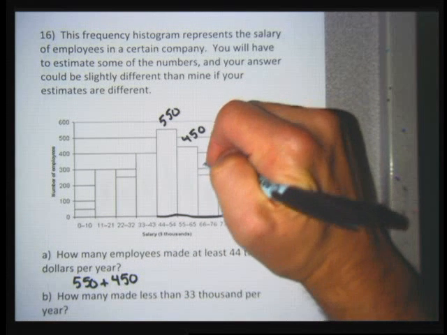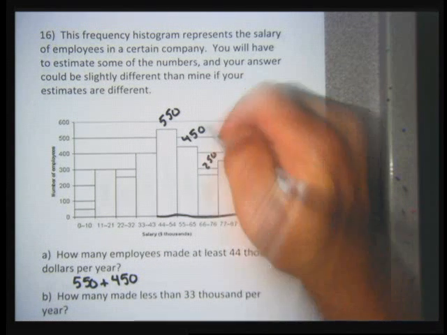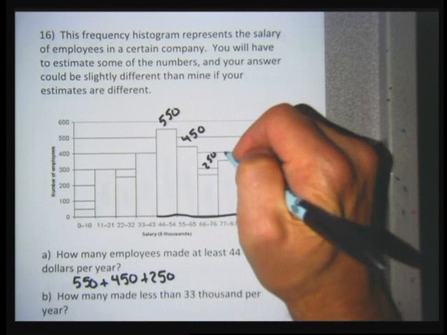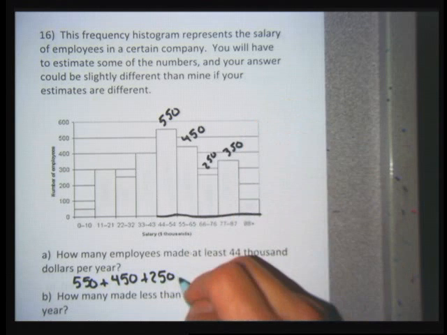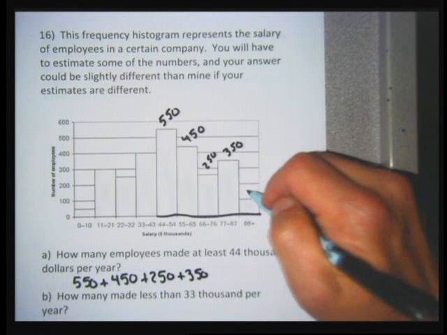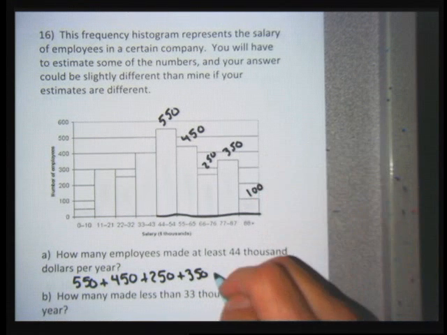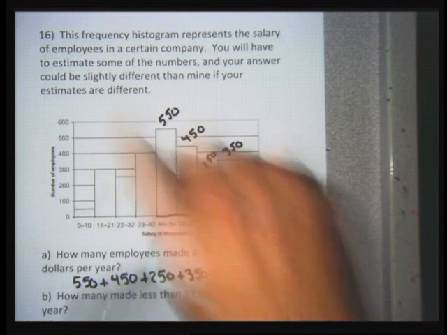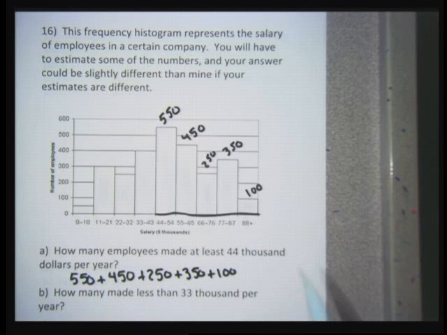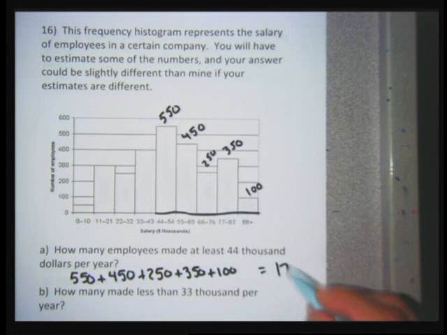This represents, I'm going to say it's 250. And that's my best guess. I mean, in this I'm going to call 350. Again, your answer is only as good as the graph, or as well as you can interpret the graph. So I made numbers of people for each of the salary ranges that fit at least 44,000. Now I'm going to add these together. So my answer to question A should be 1,700.